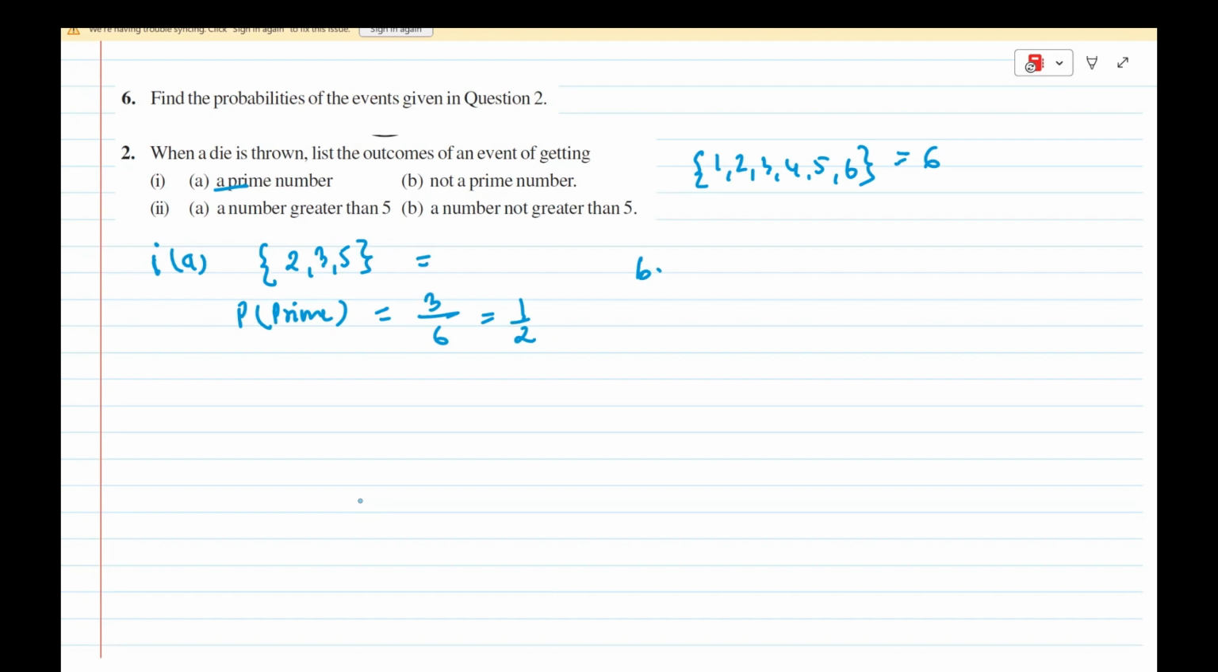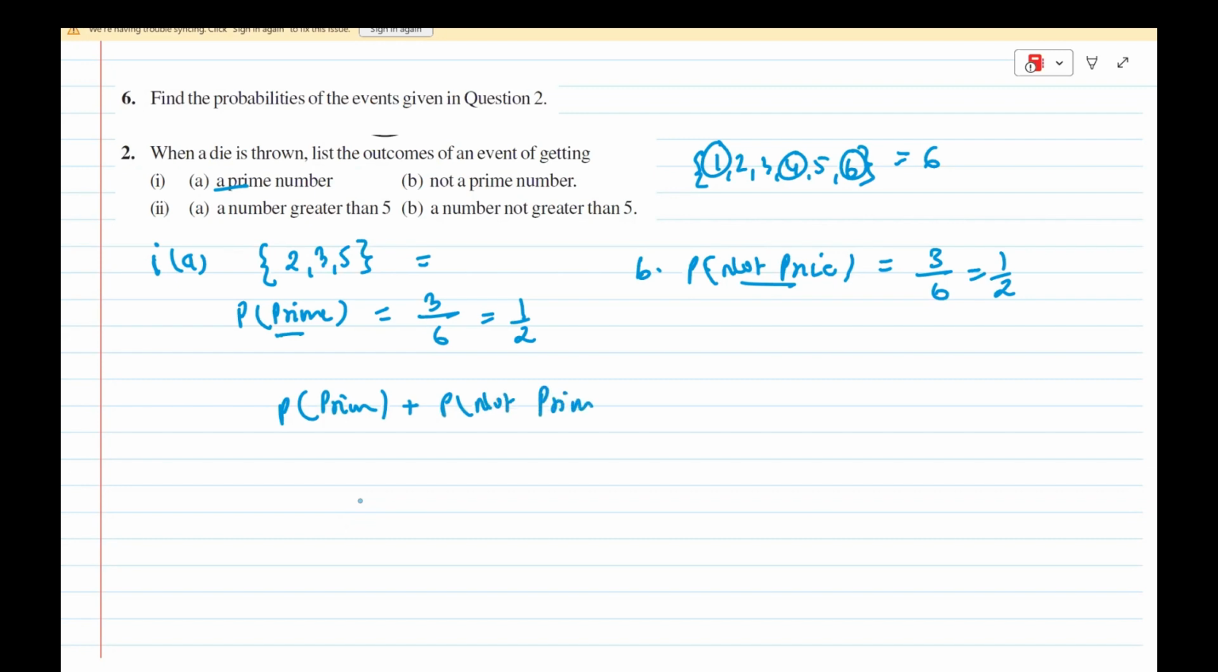It says not a prime number. Not a prime number means 1, 4, and 6. So the probability of not prime is what? Favorable is 3 and total 6, again 1 by 2. Notice one thing here. When I find the probability of something and of not the same thing, the probability of prime and the probability of not prime add up to 1. Suppose I find the probability of getting head and the probability of not getting head, the sum of these two will always be 1. So this is the formula: probability of something and probability of not something is always 1. Clear? Okay.